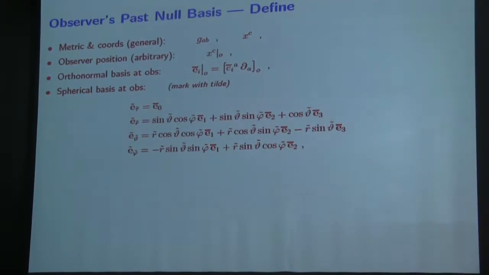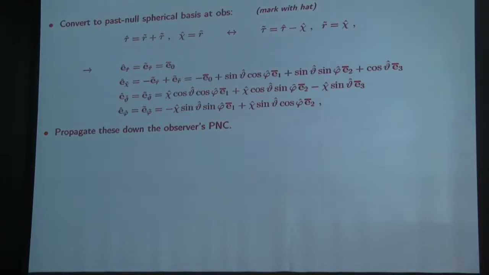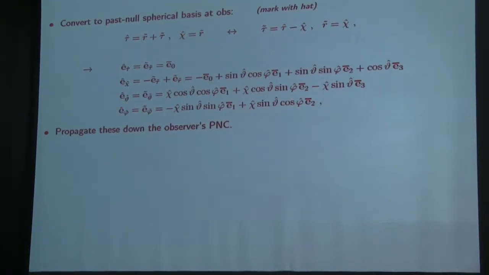We convert to a spherical basis in the usual way. So the tilde basis vectors are in terms of the orthonormal basis vectors with overbars. And then we convert to a null basis, a null coordinate basis, locally at the observer like this. The transformation is inverse, so this is the hat, the null basis in terms of the orthonormal basis, and the reverse. And so we get these transformations, and these are the constants that define our past null spherical basis, and these are what we're going to propagate.